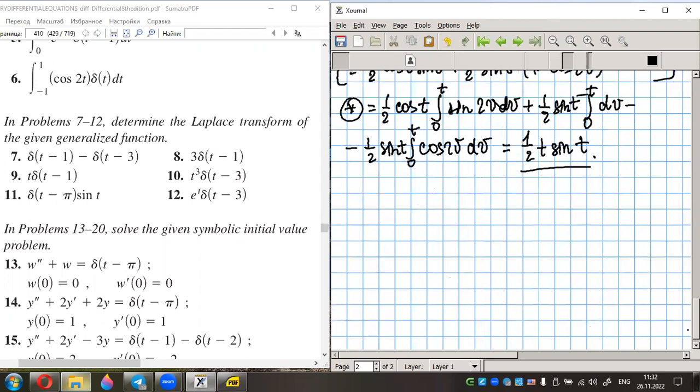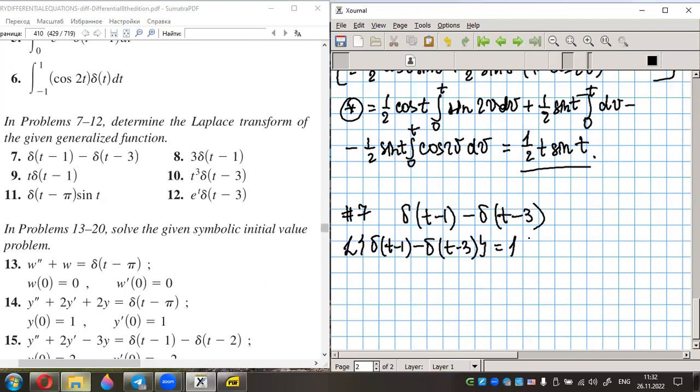Okay, next one. For example, number 7, the Laplace transform of delta t minus 1 minus delta t minus 3 equals the Laplace transform of delta t minus 1 minus the Laplace transform of delta t minus 3, and we also use the formula, which gives e to the minus s minus e to the minus 3s.